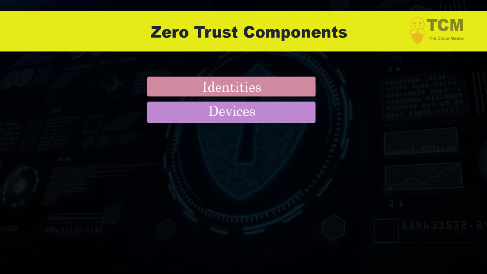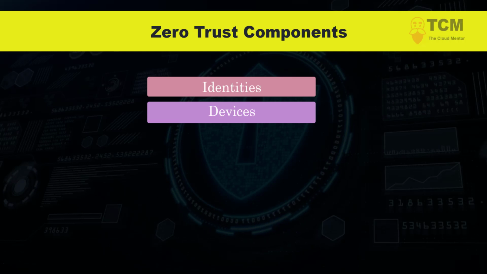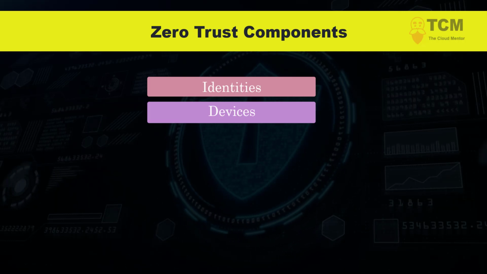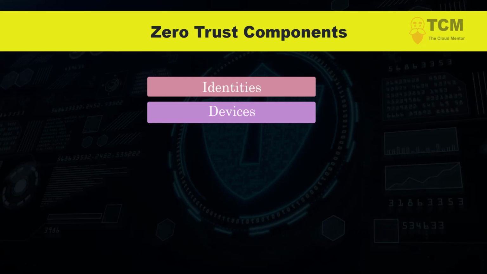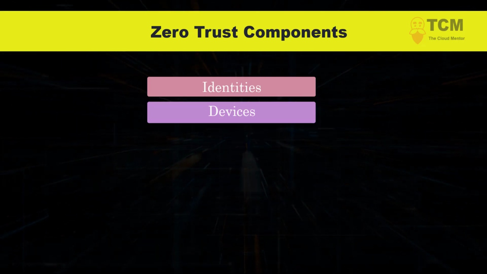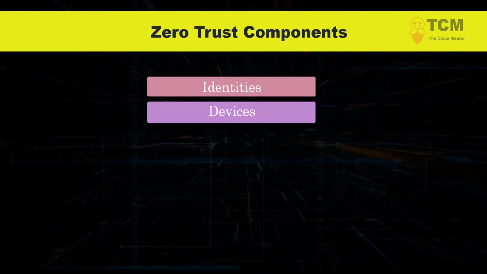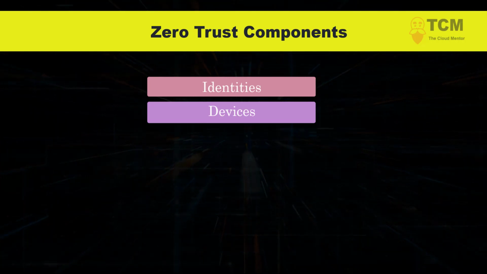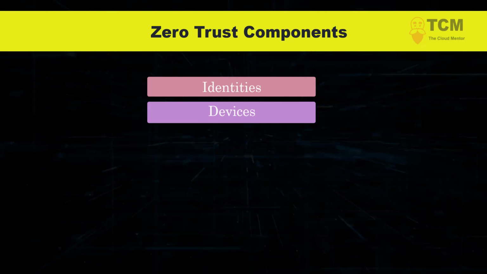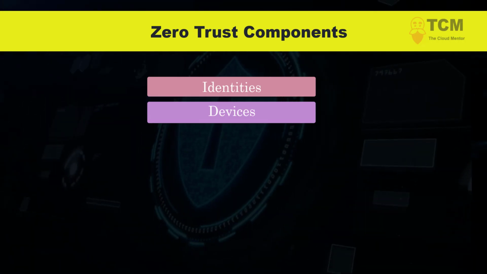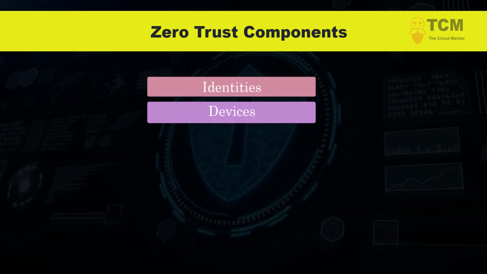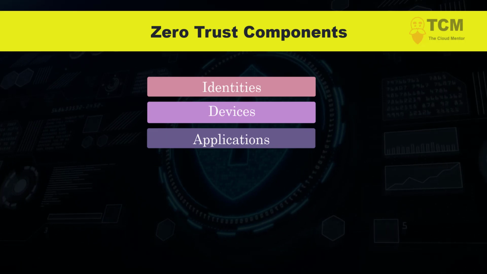Then it is about the devices that the users or the identities are trying to access. That means that we as security folks need to have visibility into all the devices accessing the network. We need to ensure that these devices are compliant and that these devices' health status is also perfect before granting access.